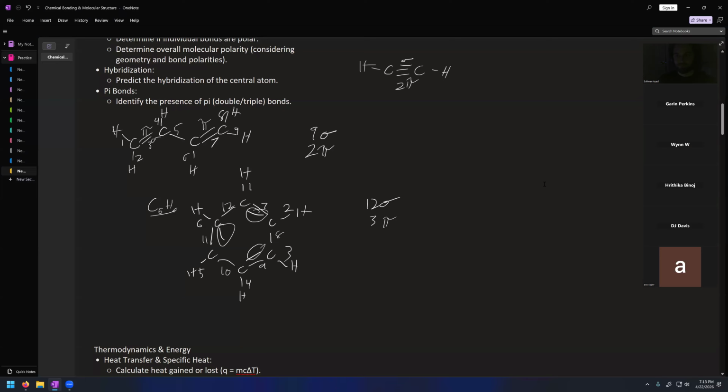Are we supposed to know these structures? No, you're not supposed to know these structures at all. You'll see it's just like in the homework, where this is the last question you get asked on a Lewis dot structure problem.